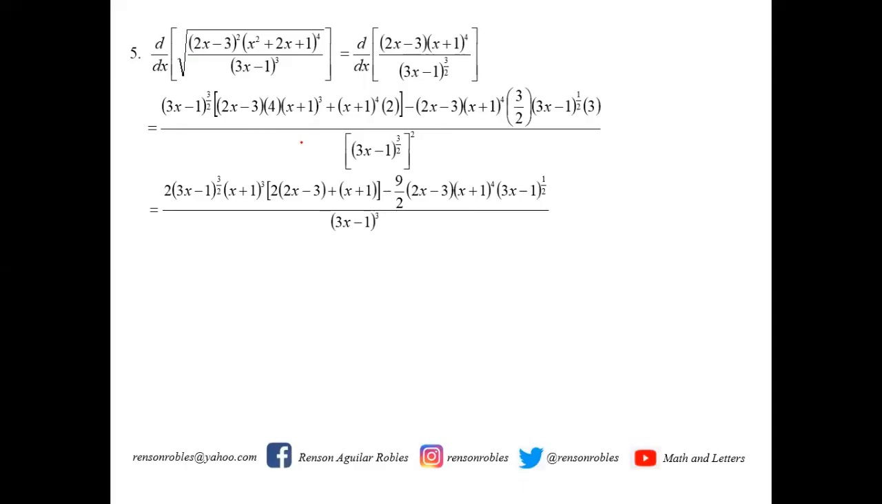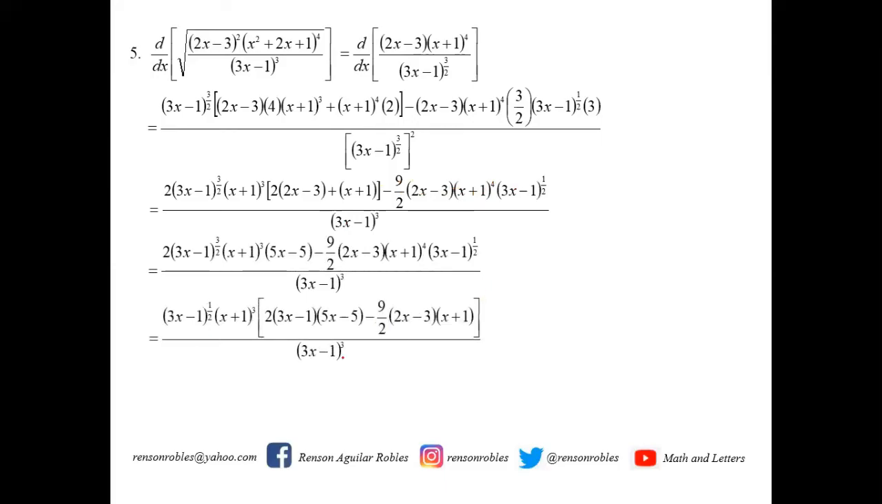Then minus 9/2 times 2x minus 3 times x plus 1 to the fourth power times 3x minus 1 raised to 1/2. Again, by common monomial factor, you shall have this. And simplifying further, okay, you shall have this. And then simplifying further, you will have x plus 1 to the third power. And then I just combine this 3x minus 1 raised to 1/2 and 3x minus 1 to the third power. By laws of exponent, that is equal to 3x minus 1 raised to 5/2.